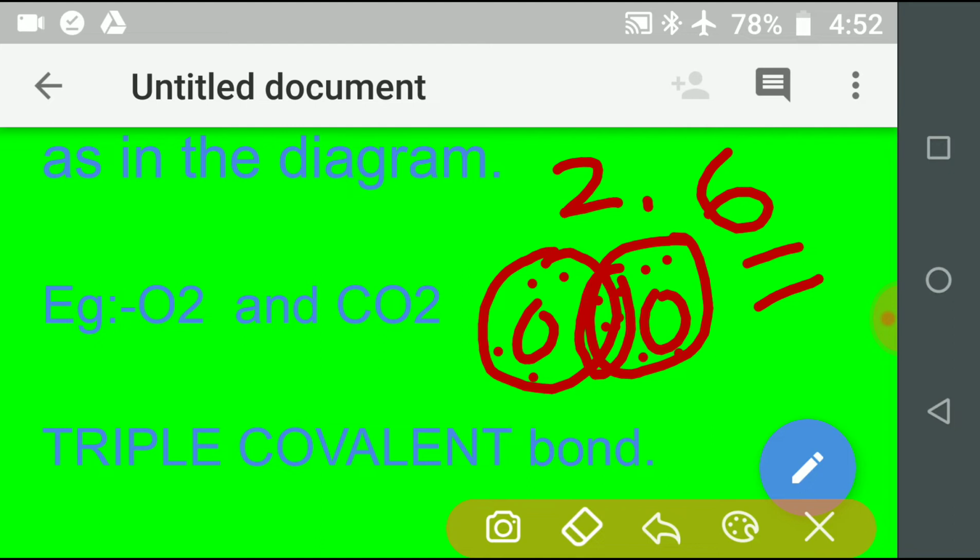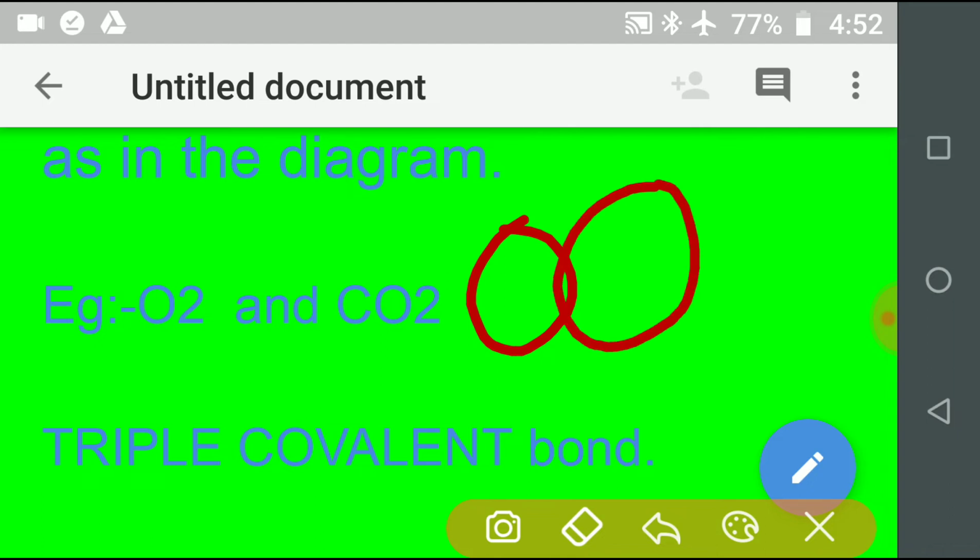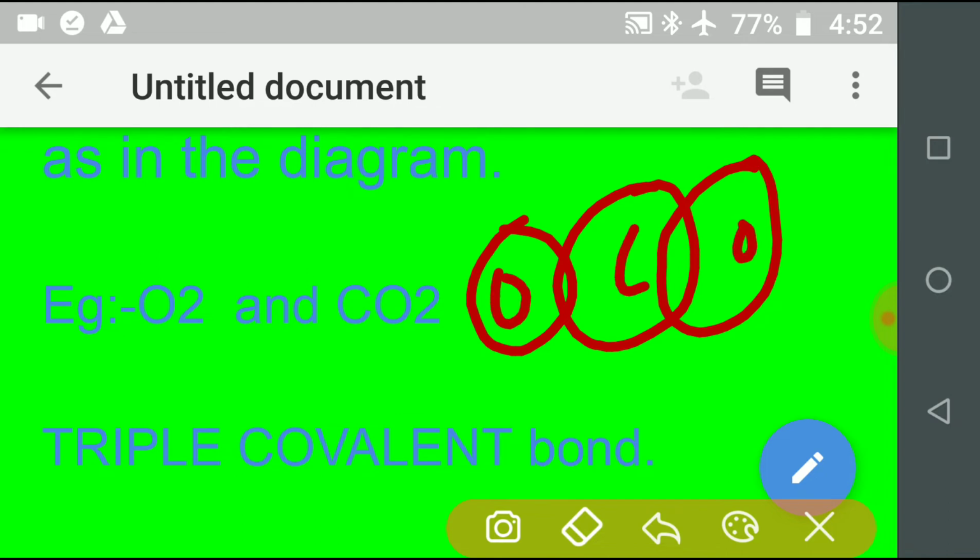Similarly, carbon dioxide, CO2. Let us discuss carbon dioxide. Here one oxygen, and this is carbon, and this is oxygen: O, C and O. Then already you know that oxygen donates a pair of electrons here. Similarly, carbon also donates a pair of electrons, and here also 2. That is because carbon is 2, 4, so in the outermost shell there are 4 electrons.